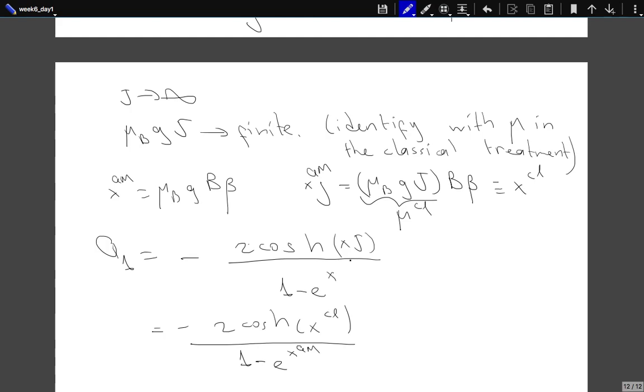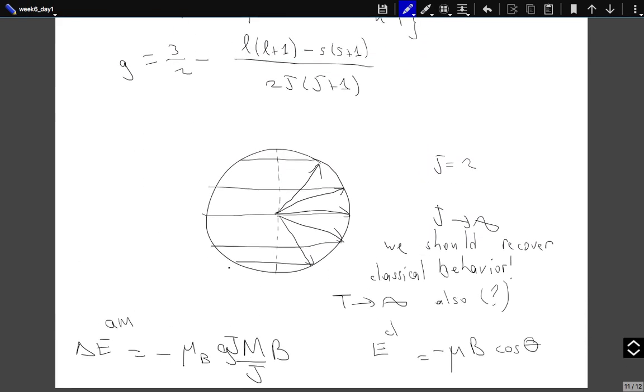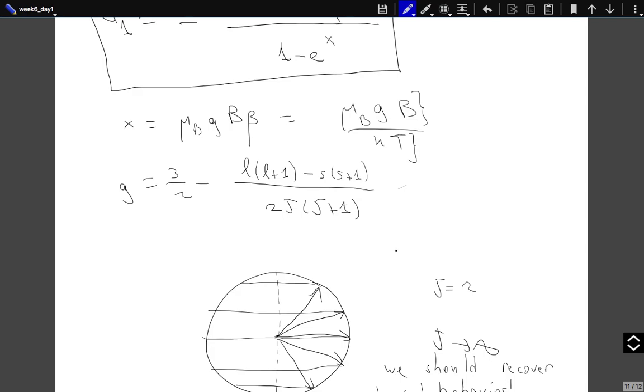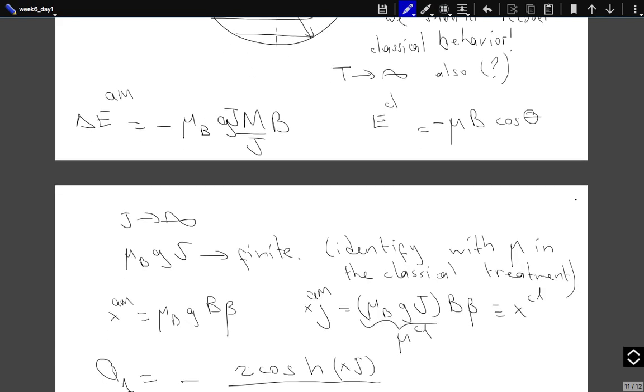Why? You said g depends on j as 1 over j squared, right? Well, you see, we don't really know what the value of j is, but it takes values between L minus s and L plus s. So when we are looking at the limit j goes to infinity, we are also looking at the limit L goes to infinity. So that ratio is finite. Okay. But what is that value? Well, we don't know. I'm just fixing that value, looking at how I will be identifying the classical limit.